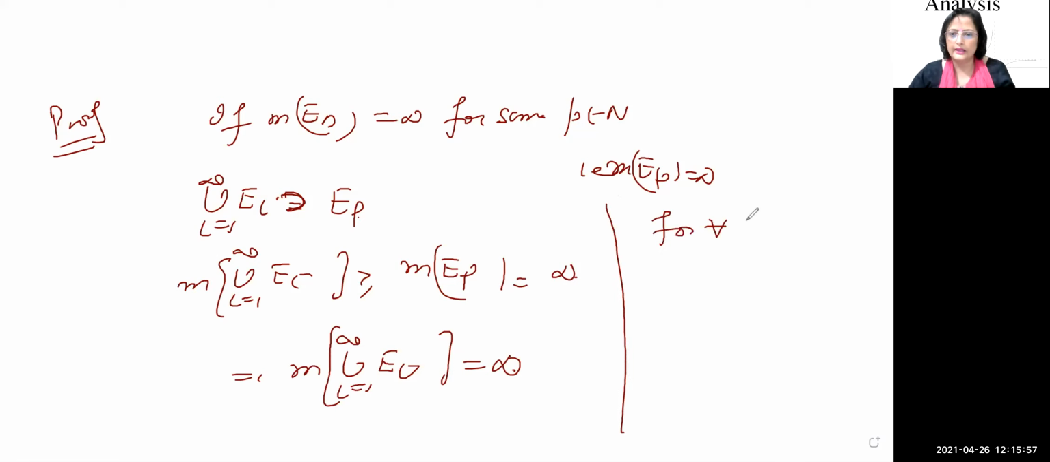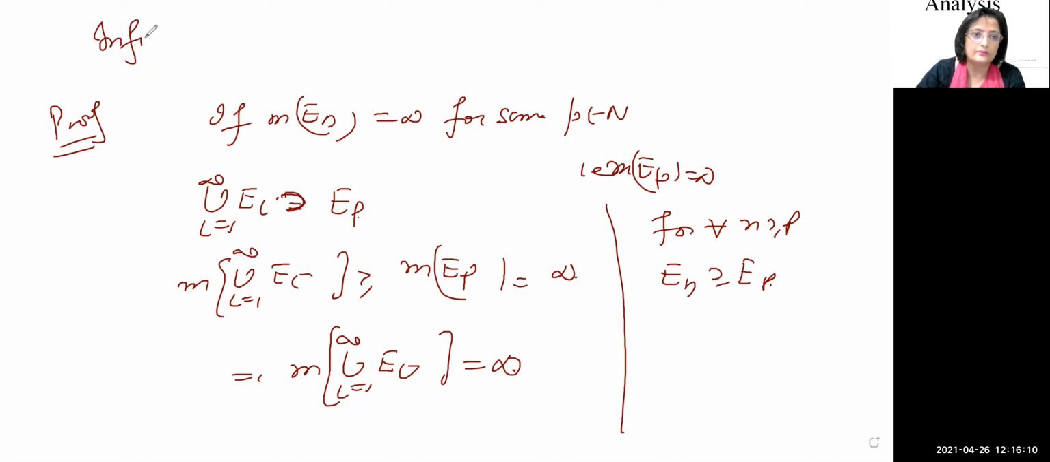For all n greater than or equal to p, En is a superset of Ep. So this is the infinite. So I am doing the correction. The intersection theorem is for decreasing sequences, and the union theorem is for infinite increasing sequences. So I am correcting the statement.